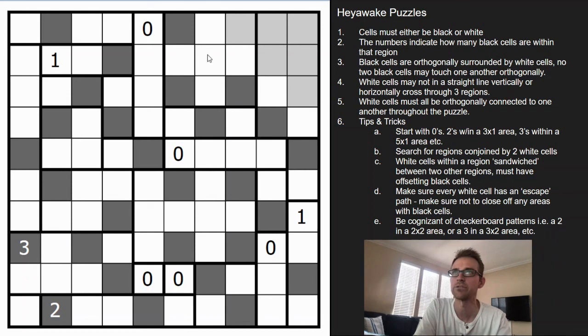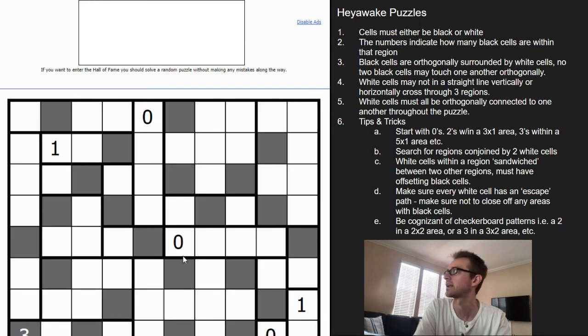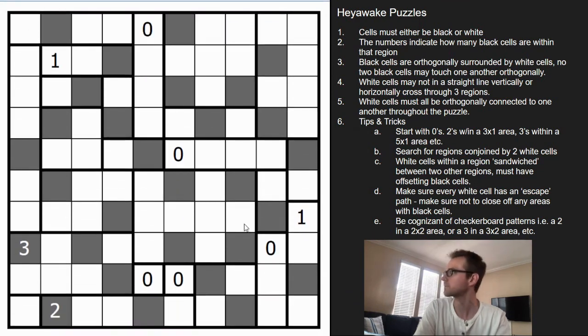So now we have two regions connected by white cells horizontally. So this has to be a black cell. And now we think about this white cell and that white cell, they have to join the party. So they have to escape this way and up and over. And so that's it. I think that solved the puzzle.